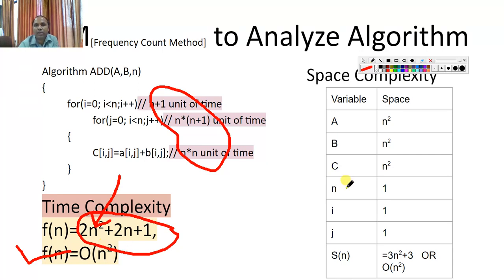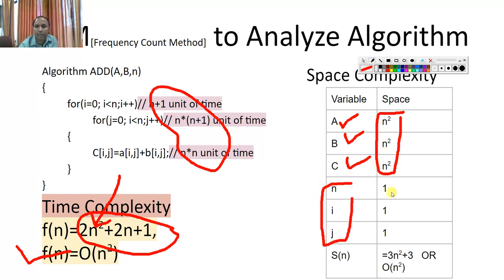Same way, let us try to find out the space complexity. So here there are three matrices. A is there, B is there, C is to store the addition of A and B. Now as they are two-dimensional arrays, each will occupy order of n square space. And n, i, j are the three simple variables, so they will occupy 1, 1 and 1 space here. Right? So if we add them, the space complexity is 3n square plus 3, and in general the space complexity will be order of n square.